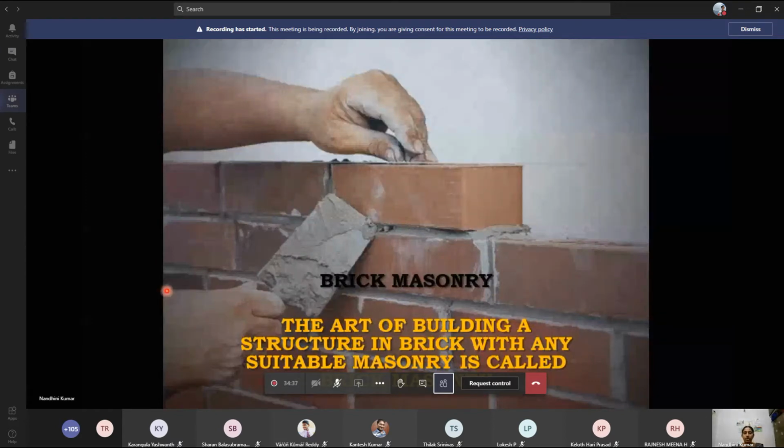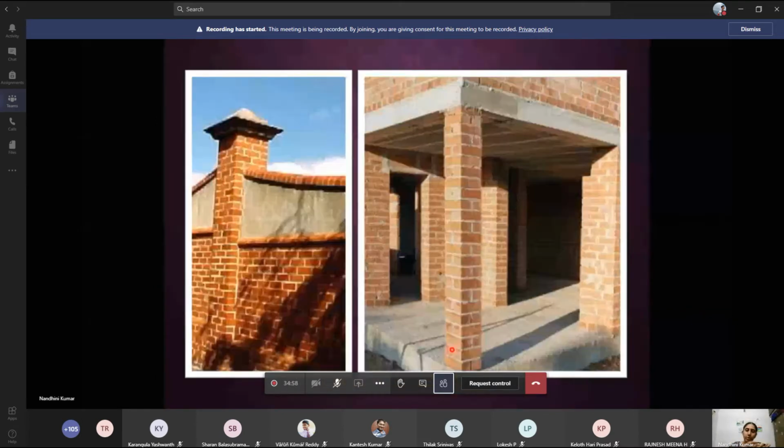Next, we'll see what is brick masonry. The art of constructing a building using bricks is called brick masonry. You can see a person here arranging the bricks. And these are applications of brickwork. You can see, in olden days, not so olden, I'll take it to some 30 to 40 years back, people constructed walls made up of bricks, and the columns. So you can see the walls, columns.